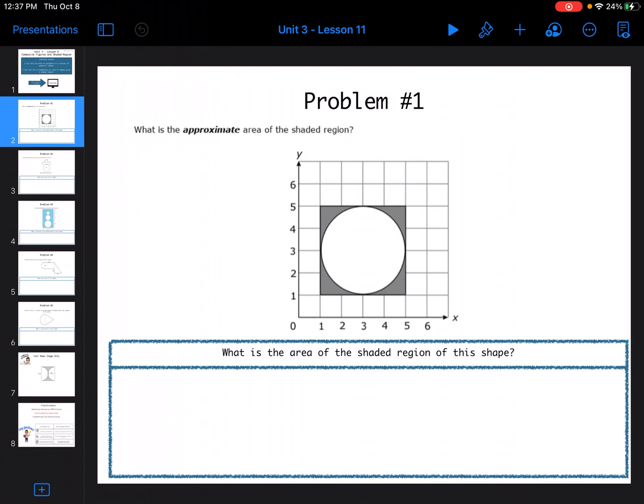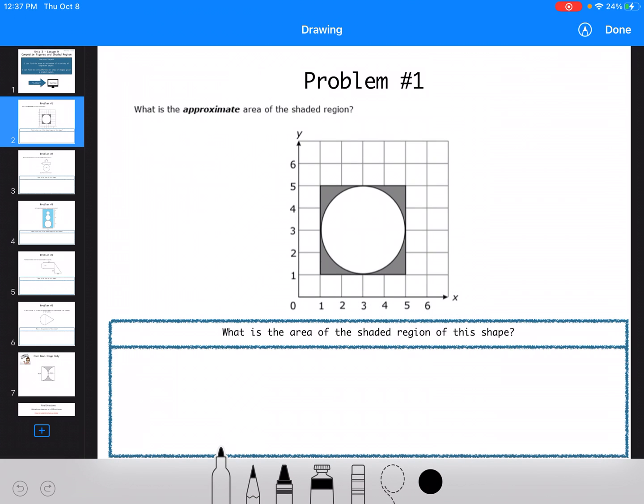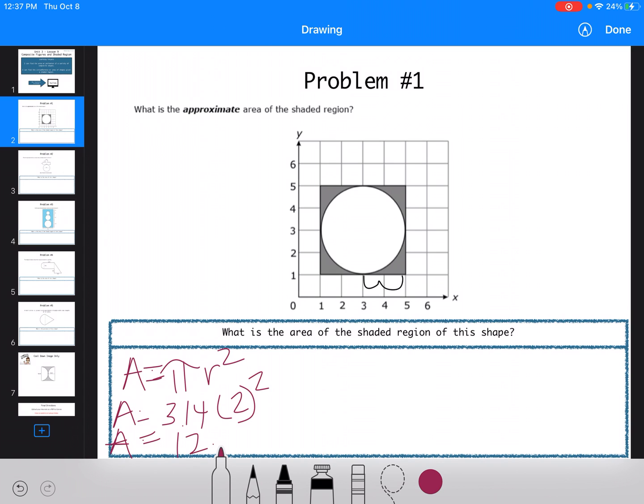So they want to know what is the approximate area of our shaded region. So I've got to figure out what the radius is going to be. So I know that it's 2 units. So I'm going to do area equals pi r squared. I know that area equals 3.14 times 2 squared. Area equals 12.56, and I'm going to say units squared. So that's the area of the circle.